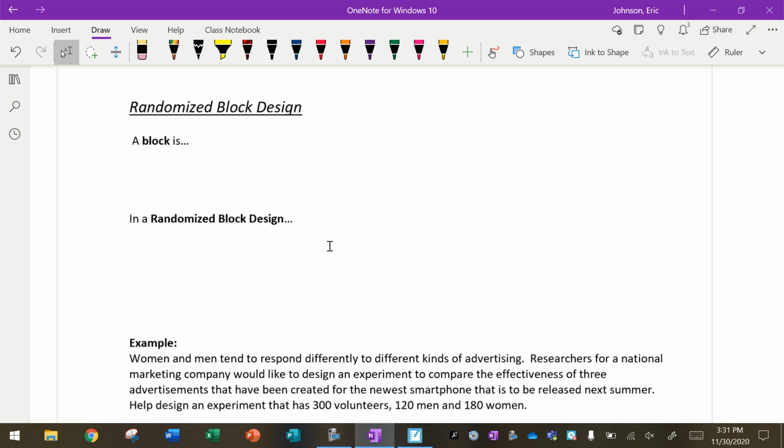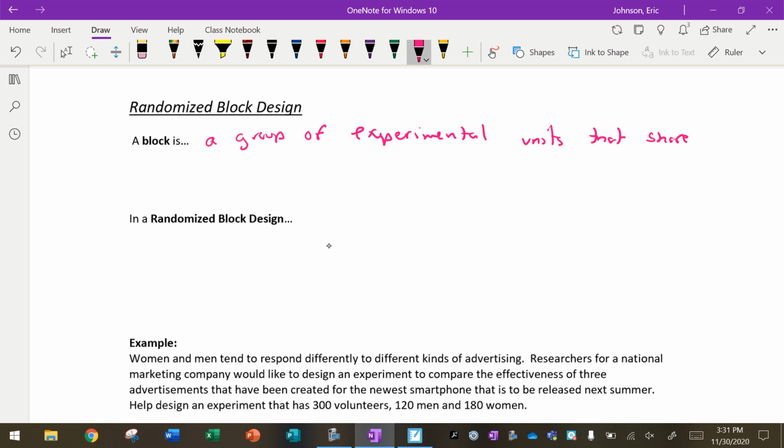But stratification is to sampling as block is to experiments. So a block is a group of experimental units that share a common characteristic that is known to influence the response. Okay? So it's kind of the same idea.